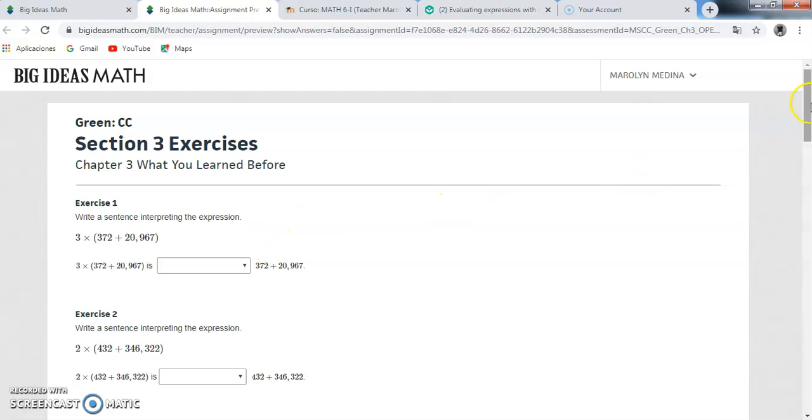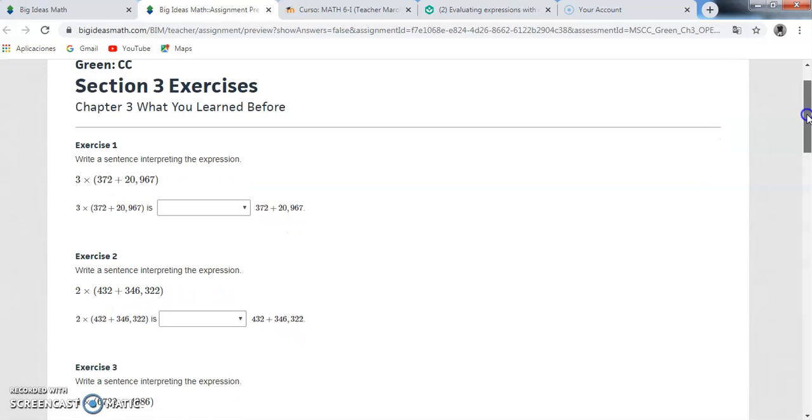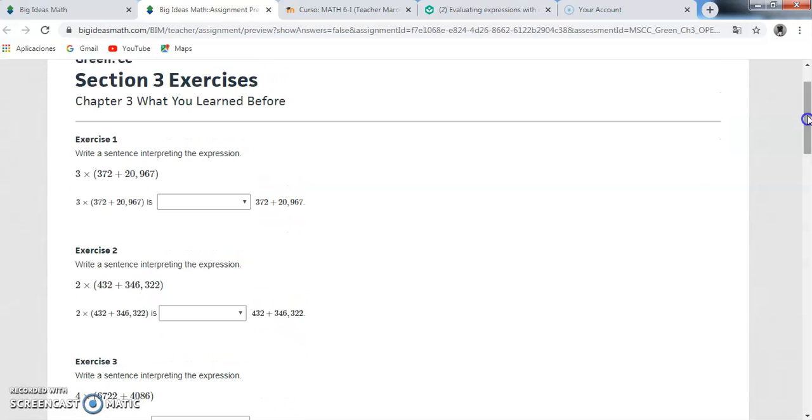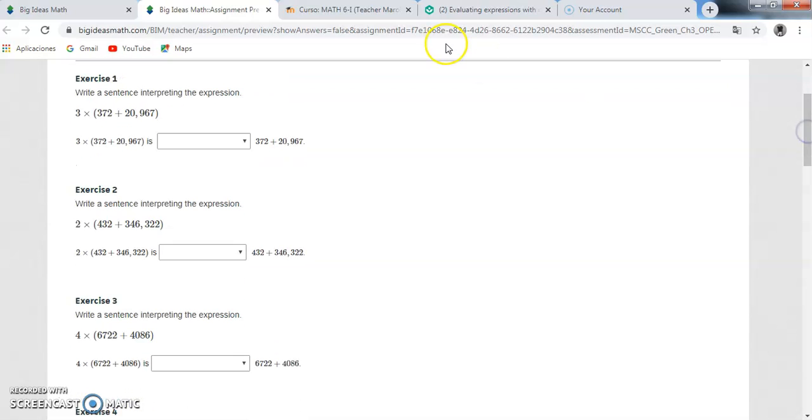So in this assignment, here you have it. You can work on it in your notebook or on a loose sheet of paper, so you can do the addition, multiplication, and any operation that you need. That is the first assignment.